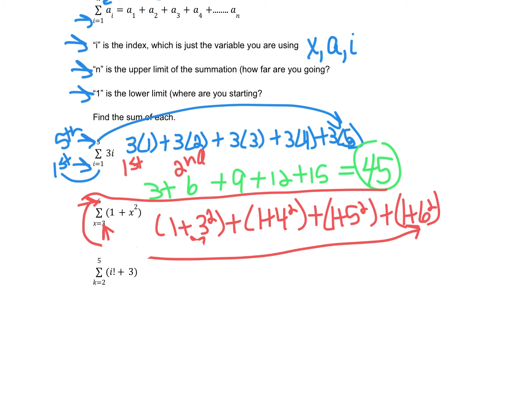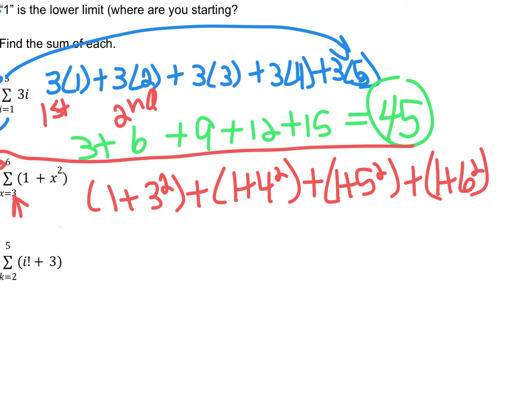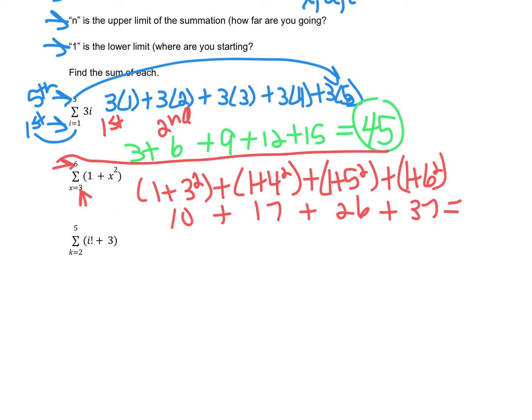So let's erase that so I have some room to put some work in here. Then we just do a little bit of evaluating. 3 squared is 9, 9 plus 1 is 10, plus 17, plus 26, plus 37. And we add those together and we get 90.